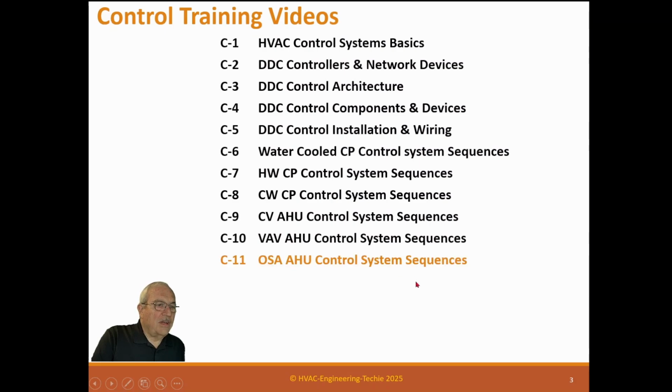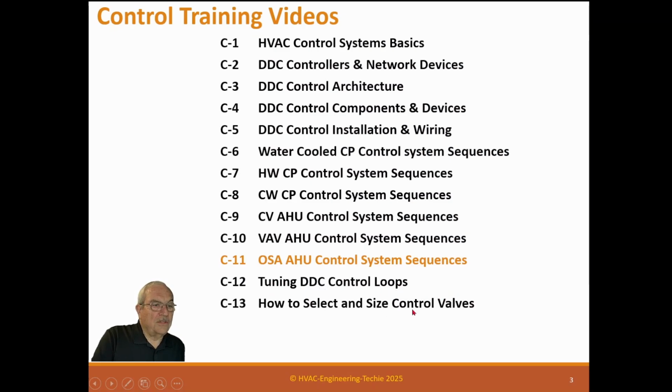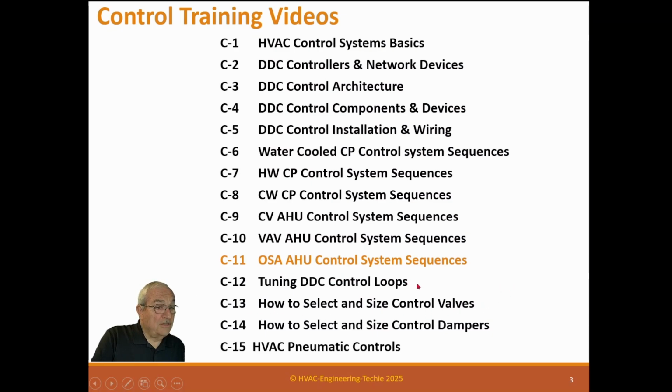C10, VAV air handlers. C11, which is today's lesson, outside air handler unit control sequences. C12, tuning DDC control loops. C13, how to select and size control valves. C14, how to select and size control dampers. C15, HVAC pneumatic controls. Now, all of these are generic in mention. They apply to all DDC control system types, so they can all be applied to every system, no matter whose brand you're using.